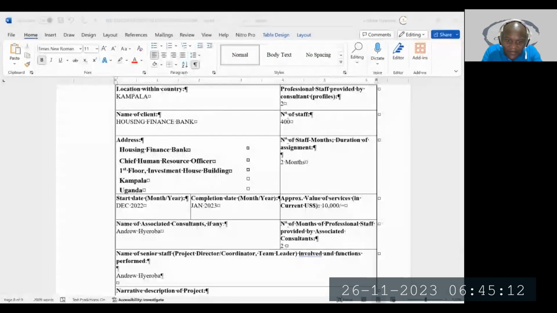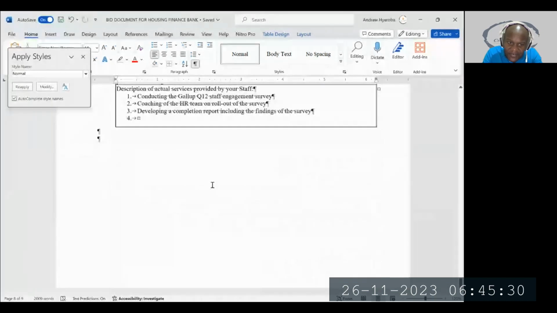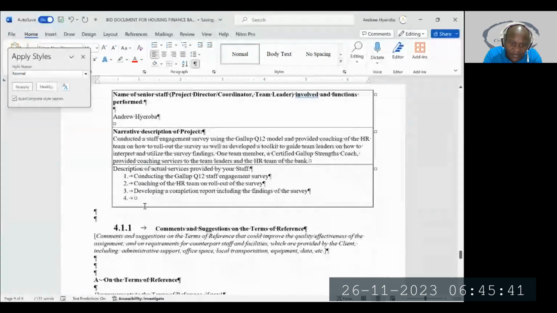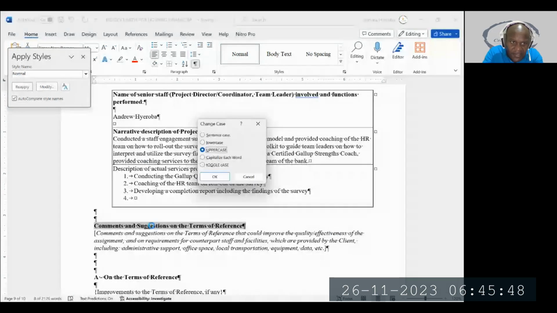We've just captured the consultant's reference. Now we are going to comments and suggestions on the terms of reference. Okay. The beauty of this proposal is they've already given you a structure. You just have to have content to fill in the blanks. So merge formatting. The next element was what? Comments and suggestions on the terms of reference. And then heading, I make this heading.